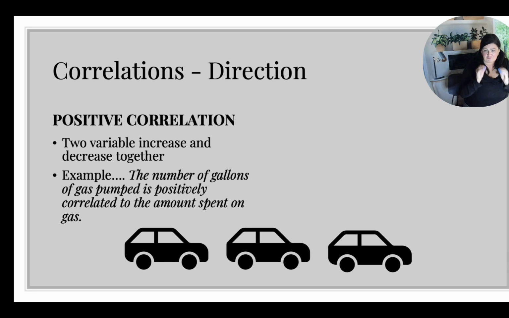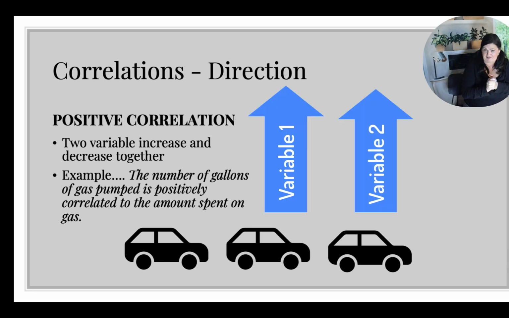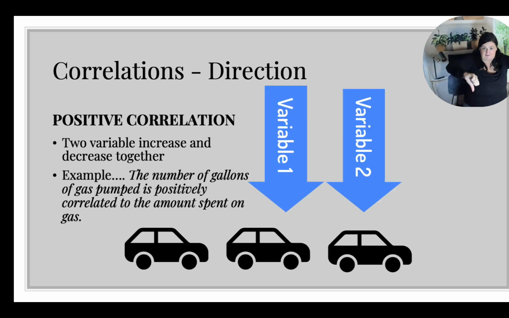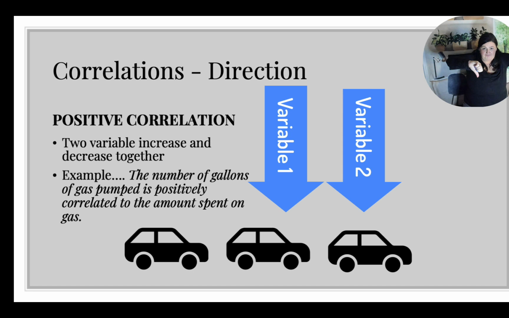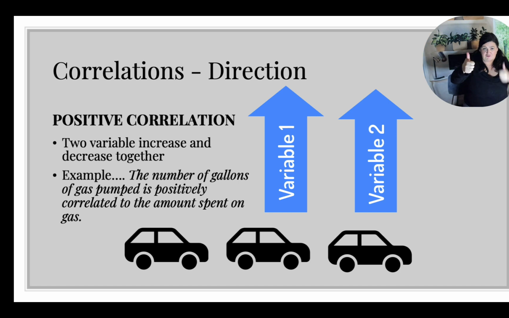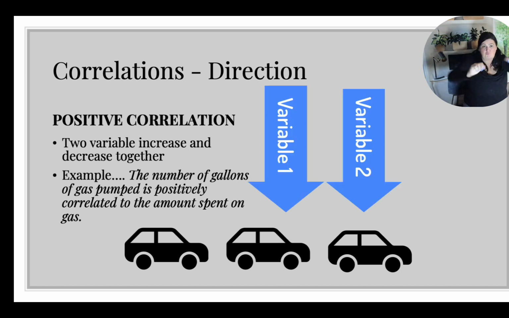Now, there's two directions that they can go in, right? They could rise together or they could fall together, right? Increase or decrease together. Variable 1, variable 2. When there are two variables that increase together and they decrease together, we call it a positive correlation.